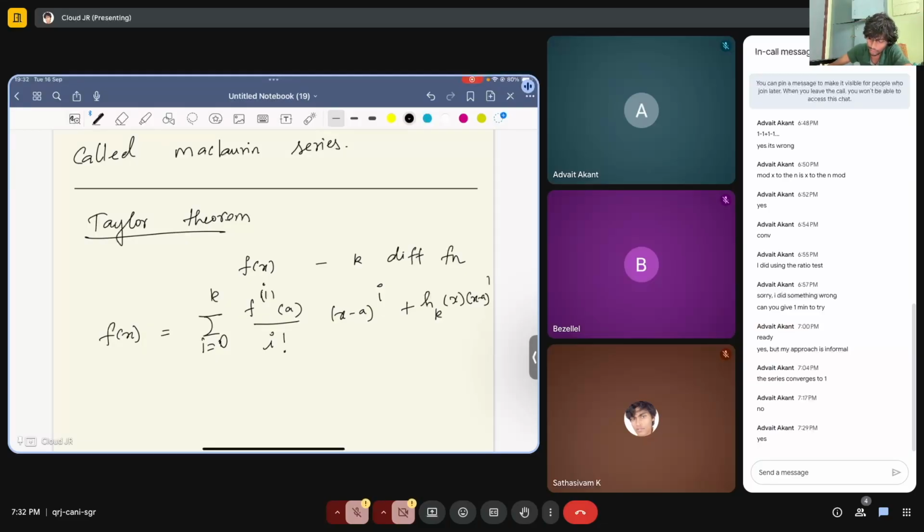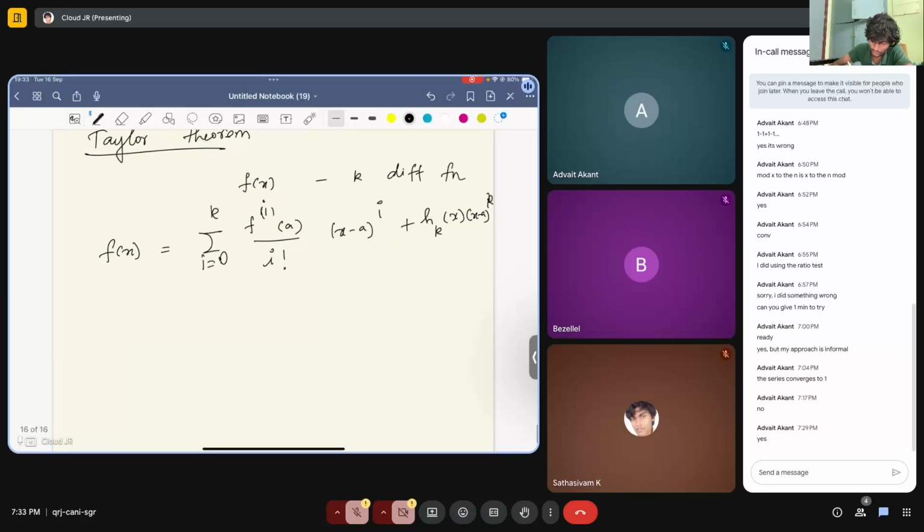X minus a power k. Okay. And the thing about this error is this: this error goes to 0, h_k of x. So this goes to 0 as x goes to a. Okay, so it's not necessary that this function is the same as this, but he's saying it's the same as this up to some error, but this error goes to 0 here.